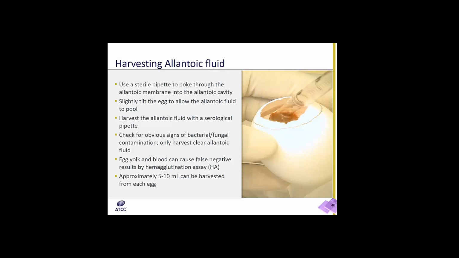But if you have blatant bacterial contamination, the allantoic fluid will appear cloudy or sometimes a greenish yellowish color. If you notice that in an egg, harvest that fluid separately so that it does not contaminate your pooled virus. Approximately 5 to 10 milliliters can be harvested from each egg when you're planning on how much virus you're trying to grow. If you do get yolk or blood contaminating your virus, spin clarify your virus prep prior to your HA test to avoid false negatives.